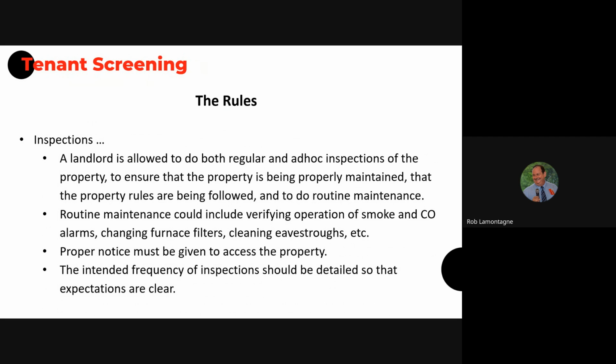Okay? Routine maintenance is going to include things like checking the operation of smoke and carbon monoxide alarms, changing furnace filters, cleaning eave troughs, etc. These are things that the landlord is going to be responsible for when it comes to maintenance, and he needs access to the property. Okay? Proper notice must be given to access the property. So it's a general rule. In Ontario, for example, 24 hours written notice is proper notice. Okay? And the intent.